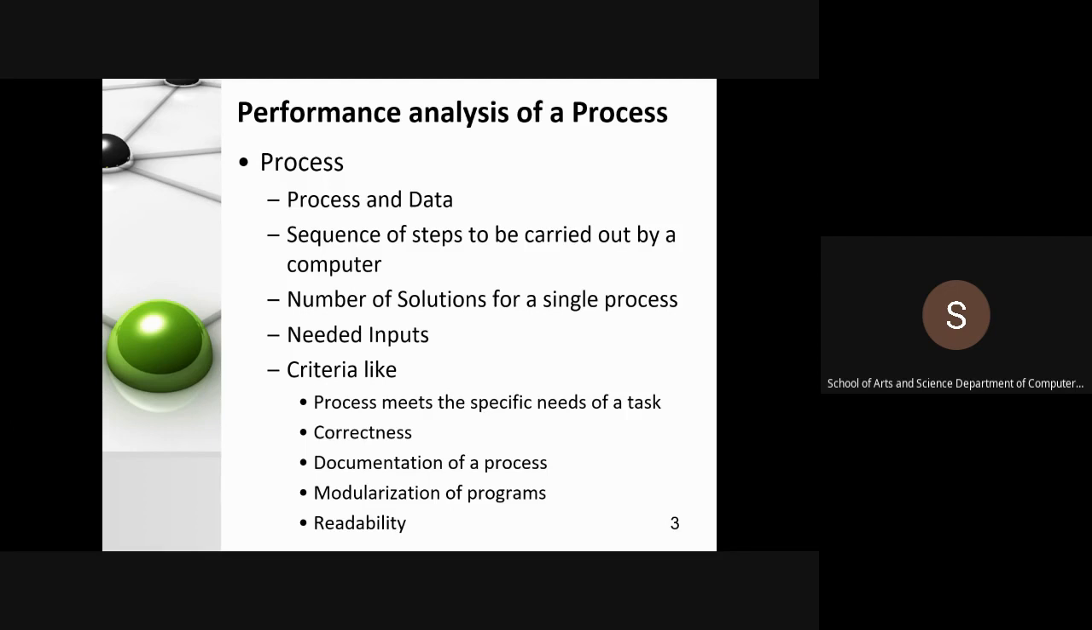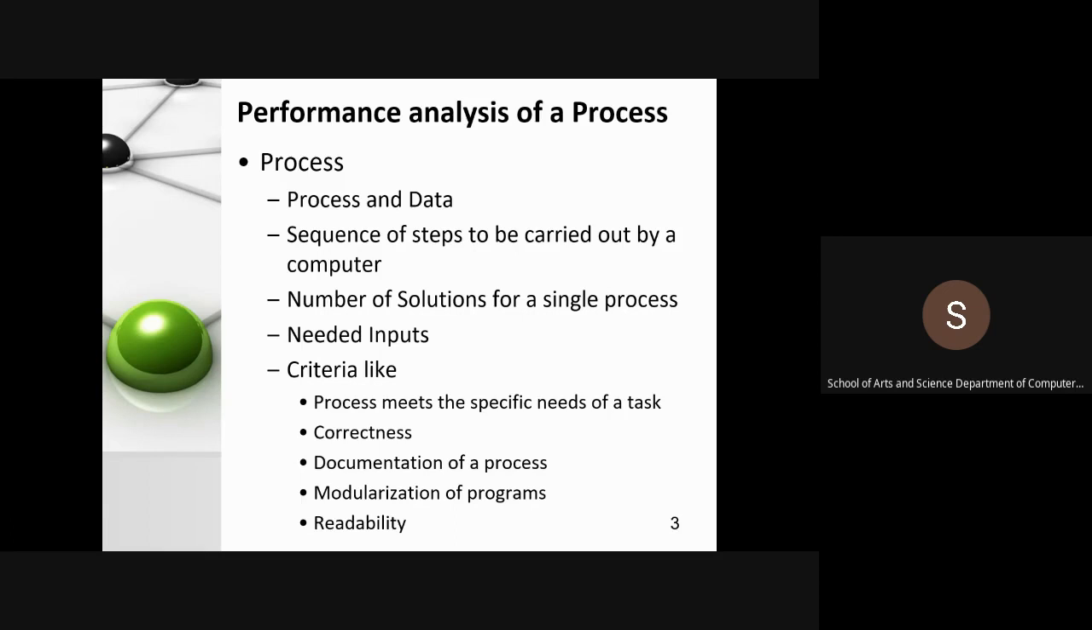So what are all the criteria? See on your screen. The first criteria is, what is that? Process meets the specific needs of a task. What is the meaning? What about the first criteria you see on the screen? Process meets the specific needs of a task.